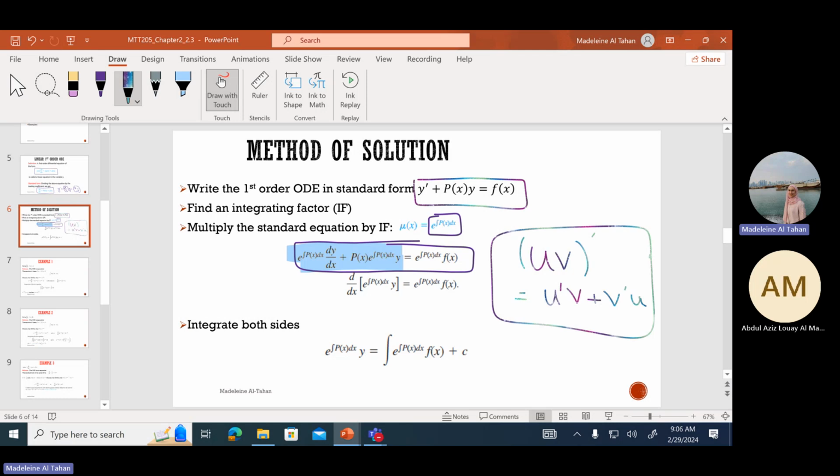Isn't this one that is up the same as this one that is down? Check it: u and v. So u prime, y prime times v plus, what's the derivative of this one? The derivative of p of x, e to the p of x times y. Okay? Now let's look at this one.